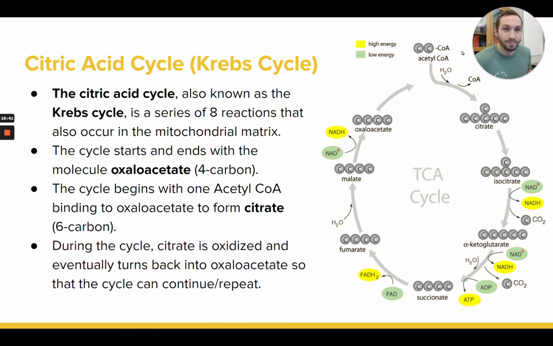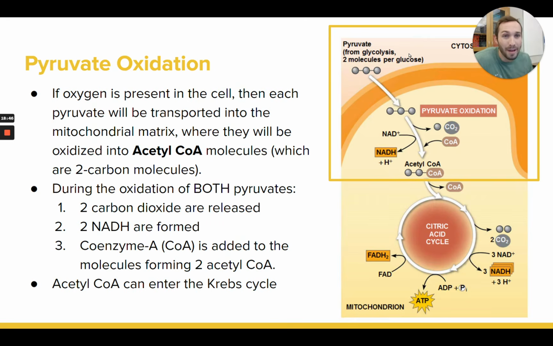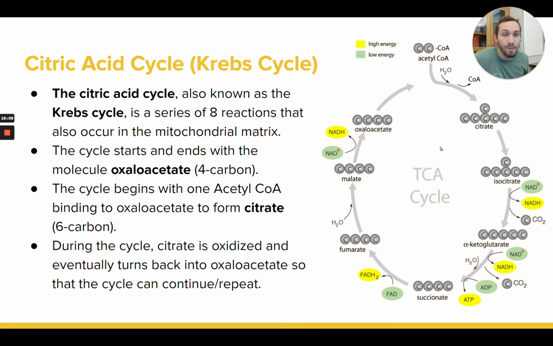Here's acetyl-CoA, 2 carbons. We just saw it. We ended pyruvate oxidation with it. By the way, we call it pyruvate oxidation because pyruvate is being oxidized. Oxidized means losing electrons. NAD plus stole some electrons from pyruvate, so NAD plus was being reduced into NADH, gaining those electrons, and pyruvate was being oxidized by losing them. That's exactly what was happening there, if that helps you remember.